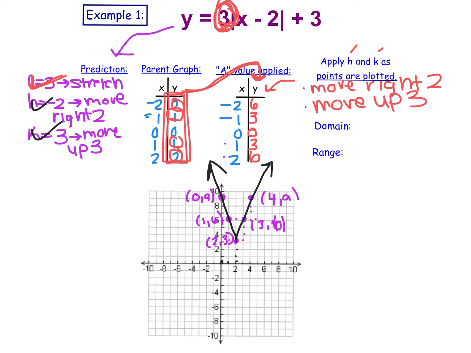Now the last thing I need to do is determine my domain and my range of this graph. What I notice for domain is I'm going forever to the left and forever to the right. So my domain is all real numbers. And my range, I notice that the lowest y value I need is 3. And then I need all of the y values that are going up. So my range is y is greater than or equal to 3.